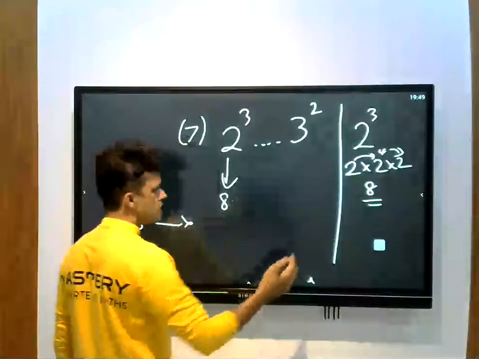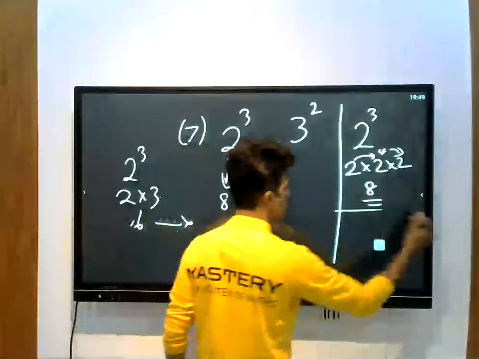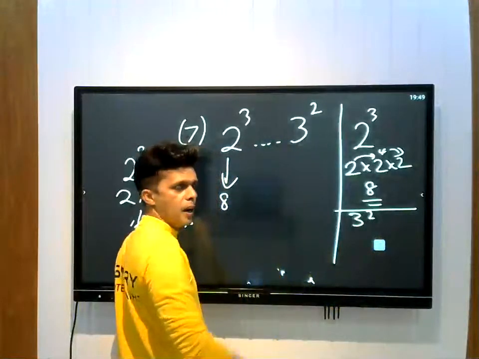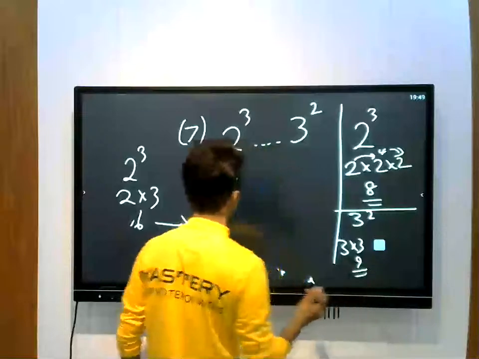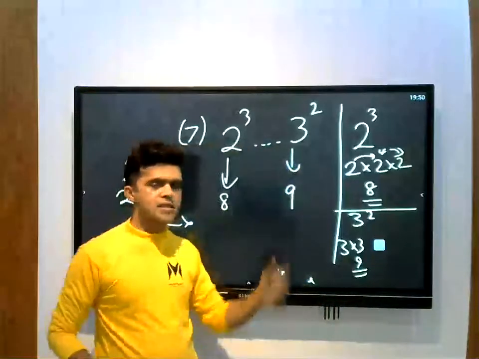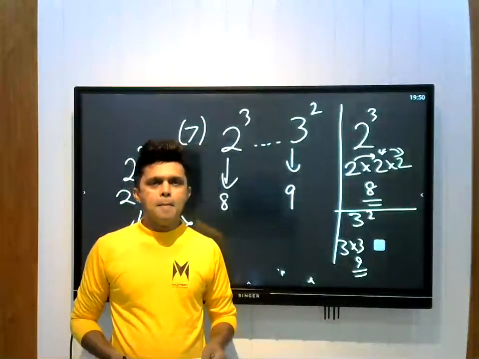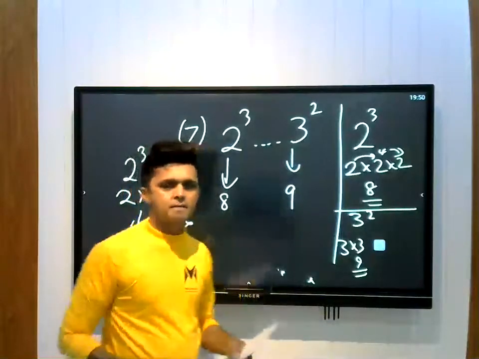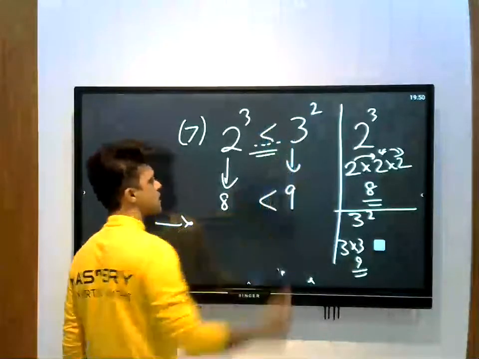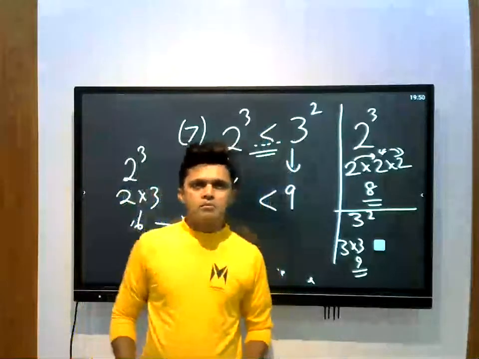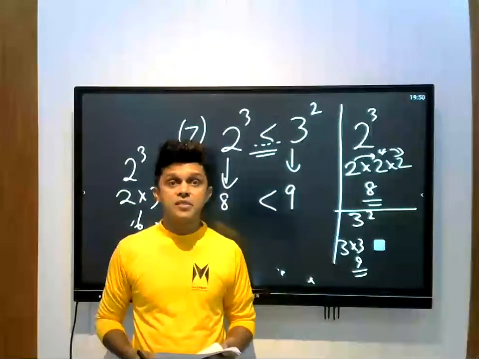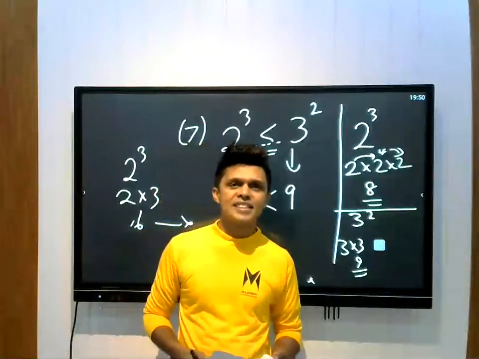3 to the power 2 means 3 times 3, and 3 times 3 is 9. Now you can compare the numbers 8 and 9 easily. What is the greater number here? The greater number is 9, which means this one. This is the answer. Okay? So we did the seventh question.